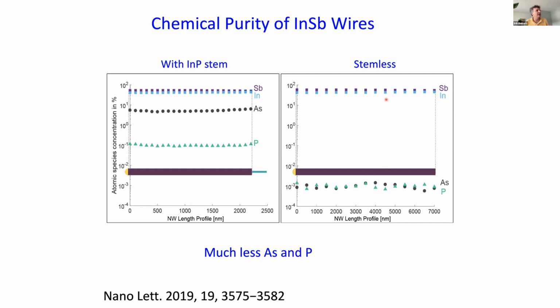And here on the right, you can see the data for the stemless wires. Again, we have indium and antimony here, again, at about a 50-50 ratio. And now you can see that arsenic and phosphorus are present, but in a much lower concentration. So the arsenic has dropped by about 4 orders of magnitude here. So now we have much lower arsenic pollution in these samples. And also phosphorus has dropped by about 2 orders of magnitude. And so we have much, much less arsenic and phosphorus now in these wires.